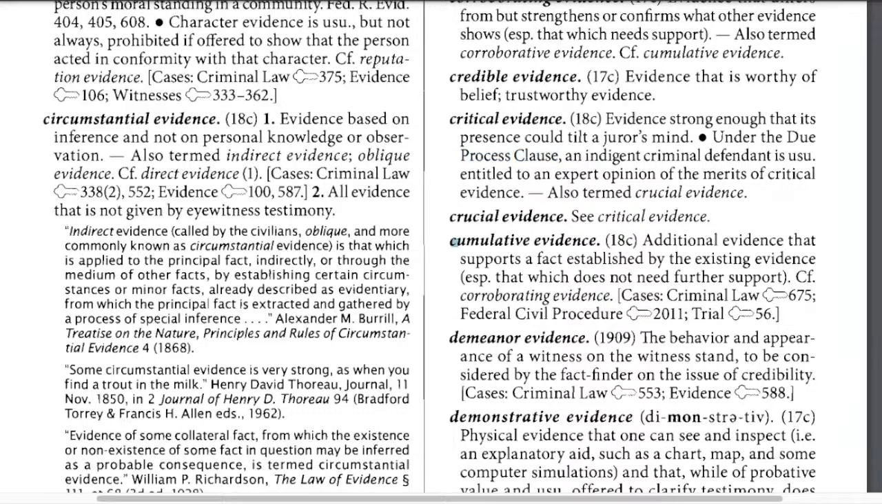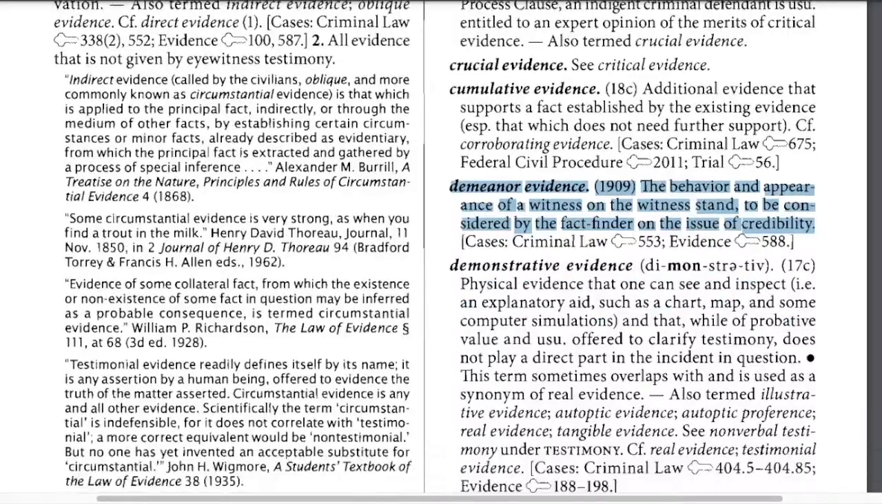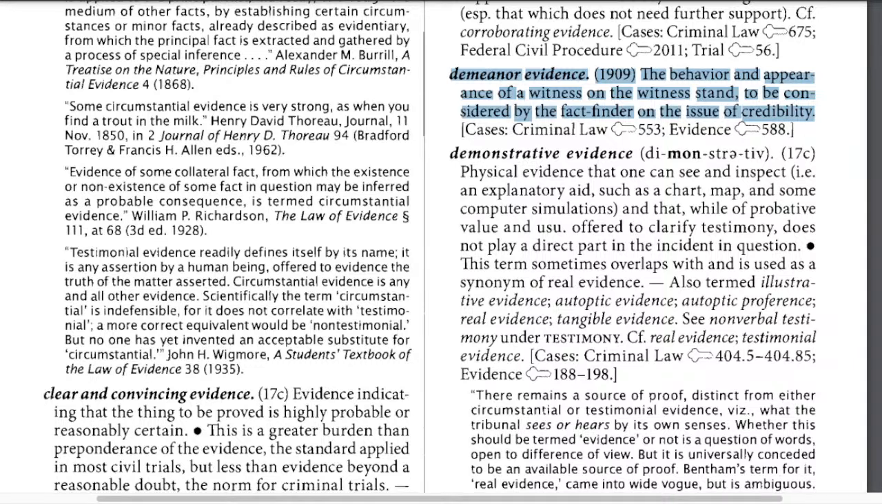Crucial evidence, critical evidence, cumulative evidence, 18th century: additional evidence that supports a fact established by the existing evidence, especially that which does not need further support. Demeanor evidence, 1909: the behavior and appearance of a witness on the witness stand to be considered by the fact finder on the issue of credibility. Witnesses here with demeanor evidence. Then there's demonstrative evidence, 17th century: physical evidence that one can see and inspect, can be demonstrated, right? An explanatory aid, such as a chart, map, and some computer simulations. Wow.